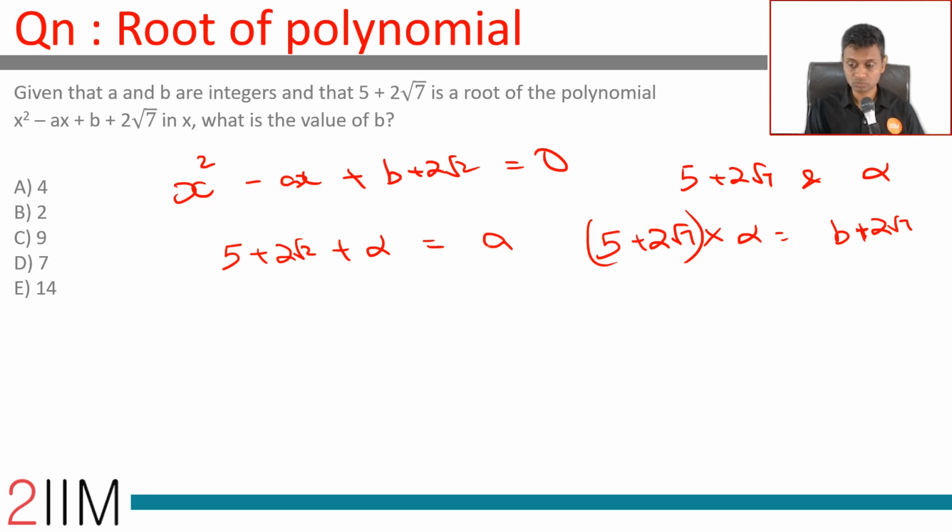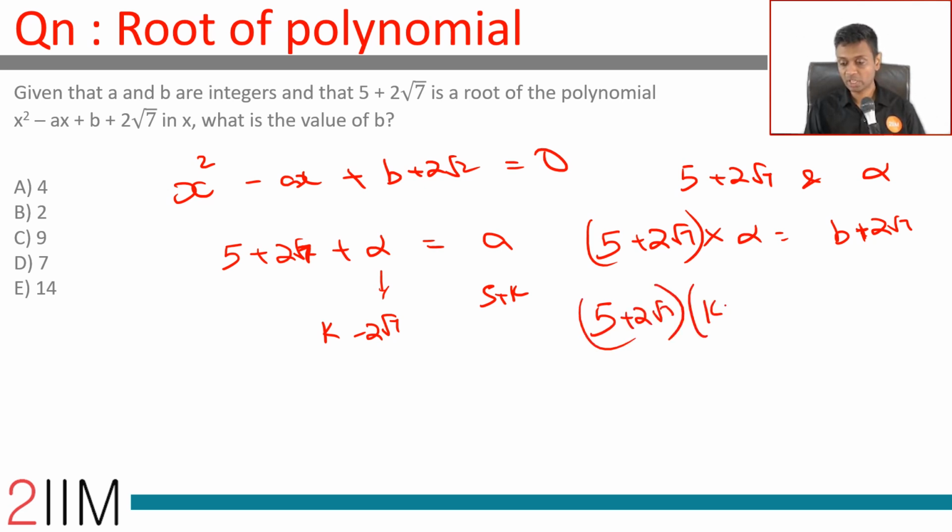A is an integer, and so is b. A is an integer, so this alpha should have a minus 2 root 7 element to it. Let's say alpha is k minus 2 root 7. Therefore, a will become 5 plus k. Right? 5 plus 2 root 7 into k minus 2 root 7 is b plus 2 root 7. Wonderful. Using this, we can find k or b and then simplify this.